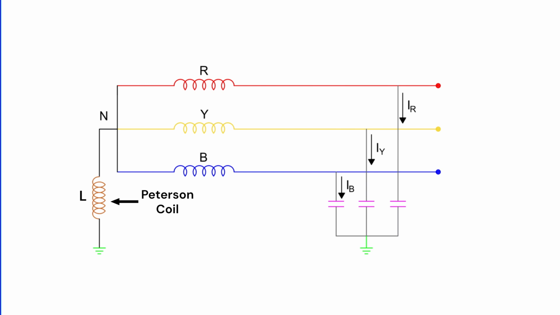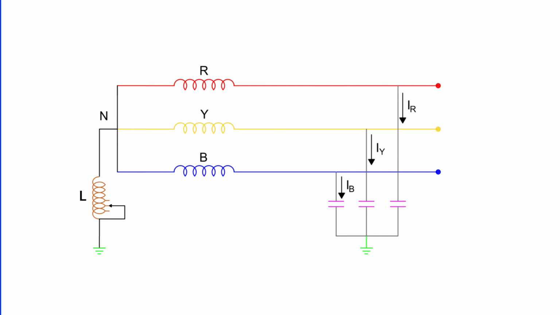An arc suppression coil, also called the Peterson coil, is an iron core coil connected between the neutral and earth, as shown in the diagram. The reactor is provided with tappings to change the inductance of the coil. By adjusting these tappings, the coil can be tuned with the capacitance of the system. In other words, resonant grounding can be achieved.